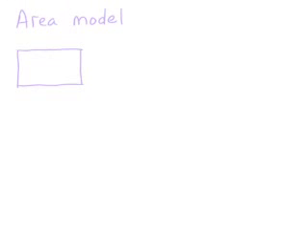Okay, I'm going to look at this area model and see if I can figure out how to write an equation from it. So I have a rectangle here, and we know that if this is the width of the rectangle, then this must also be a width. And if this is the length, then this must also be a length.